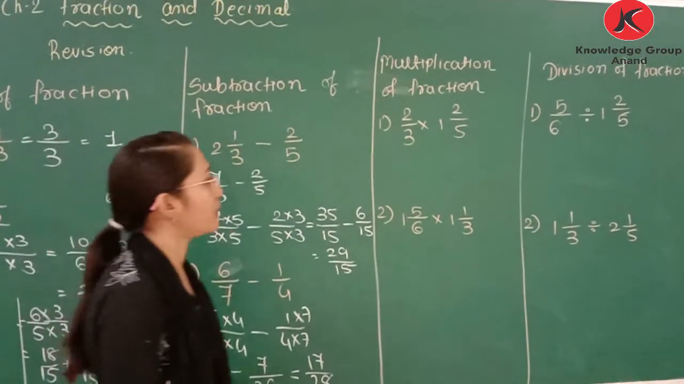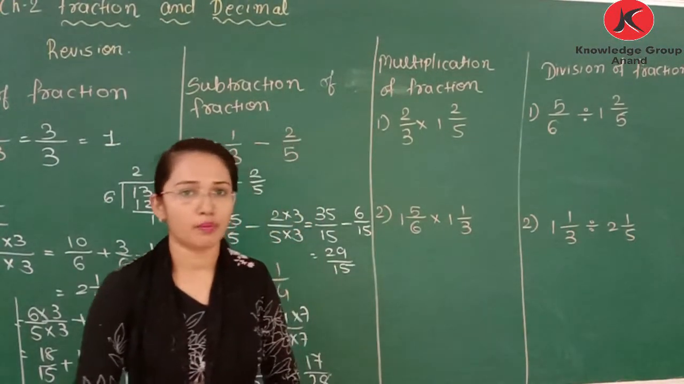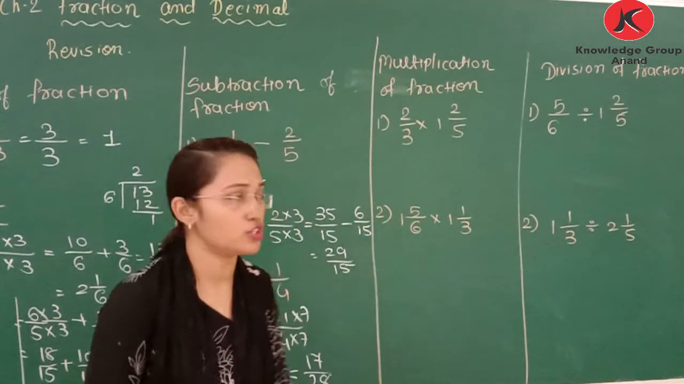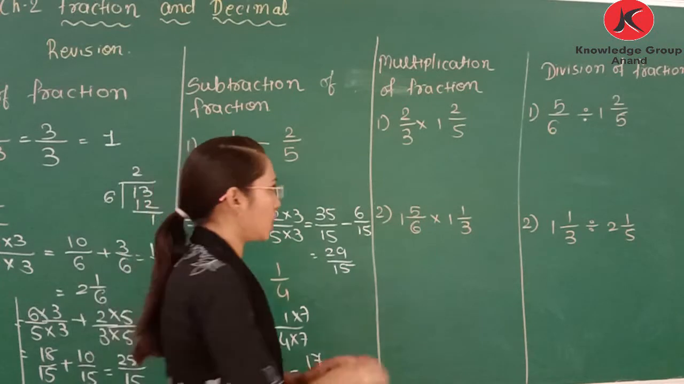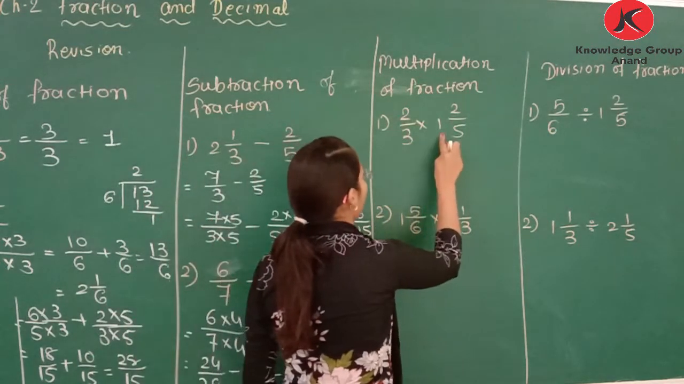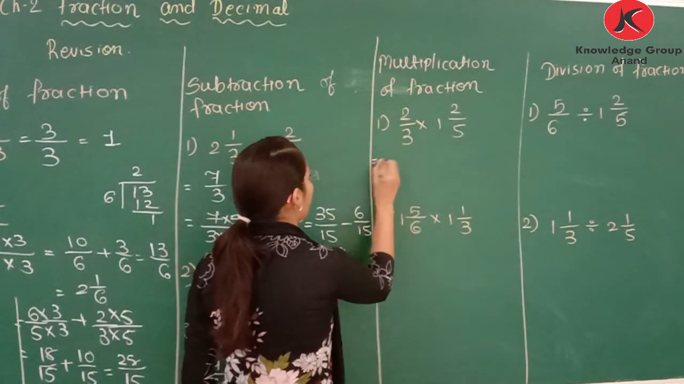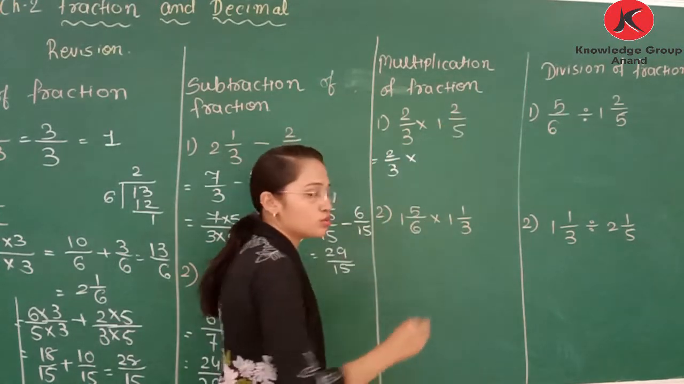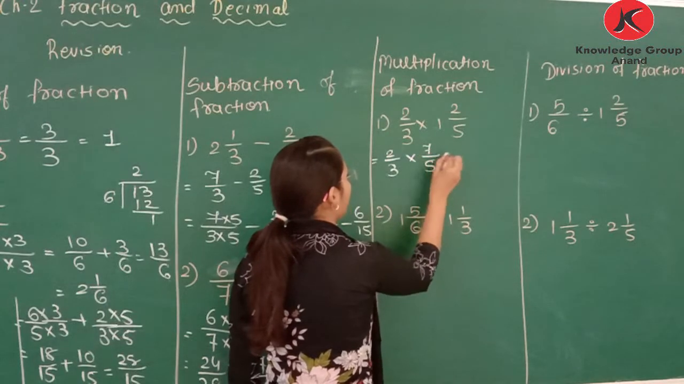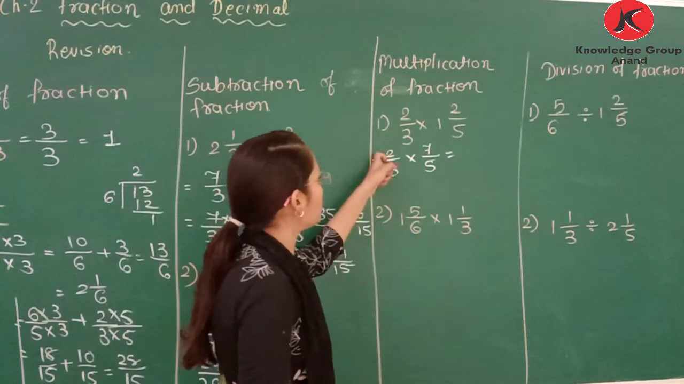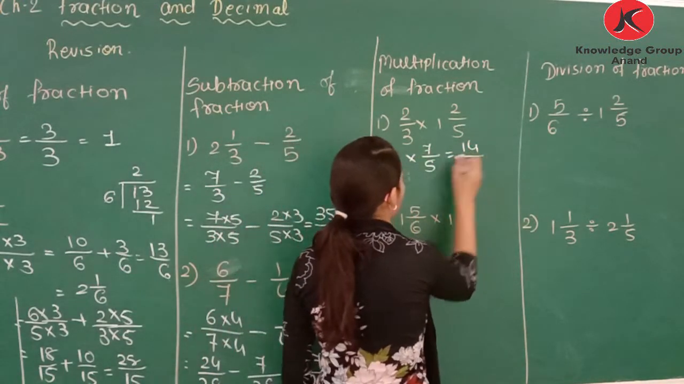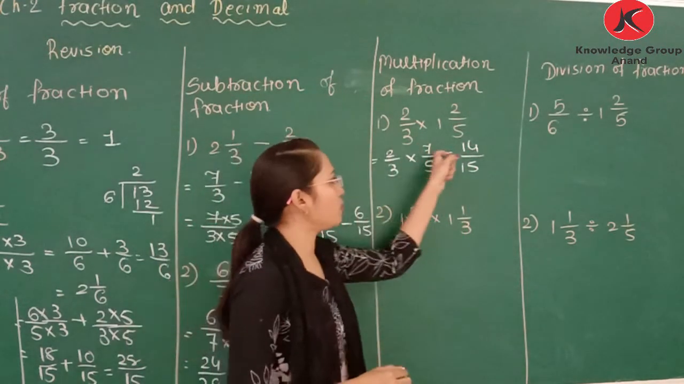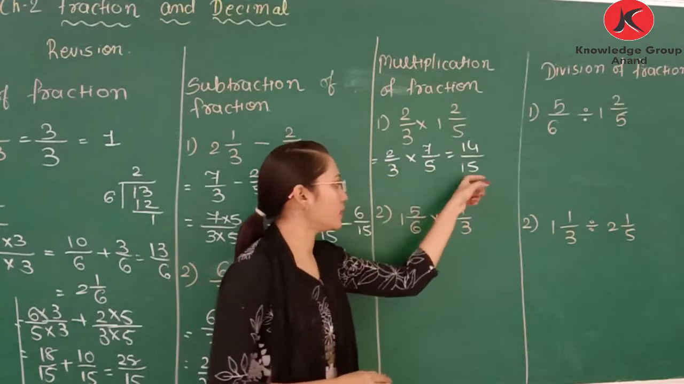Now multiplication of fraction. In addition and subtraction, you need to take LCM, but in multiplication and division, do not take LCM. So here, first example, 2/3 multiply 1 2/5. So it can be written as 2/3 multiply 5 ones are 5 plus 2, 7/5. 2 sevens are 14 and 5 threes are 15. So this will be your answer. Multiply numerator with numerator and denominator with denominator.